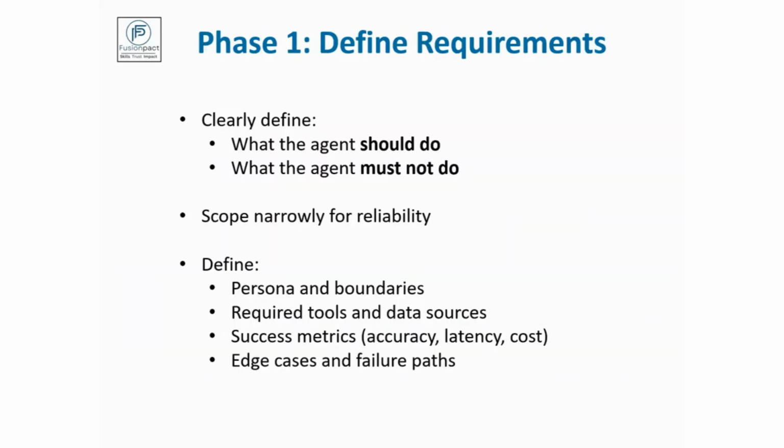Phase one is to clearly define what the agent should do and what the agent must not do. Scope narrowly for reliability. Define persona or boundaries, required tools and data sources, success metrics such as accuracy, latency, and cost, and edge cases and failure paths.